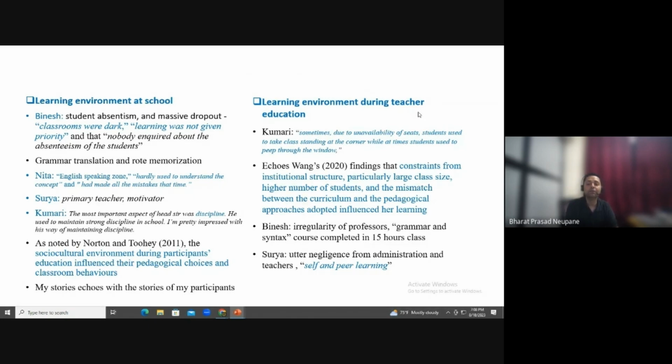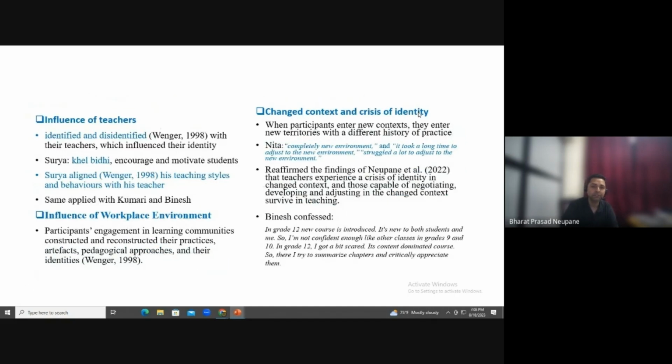But even though the learning environment was not that good, these participants engaged in self and peer learning. Because of that, they were able to develop the kind of identity that they wanted to develop. So these participants also identified and disidentified with their teachers, which heavily influenced them.